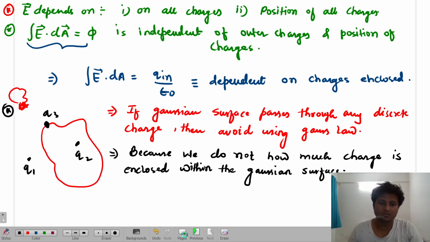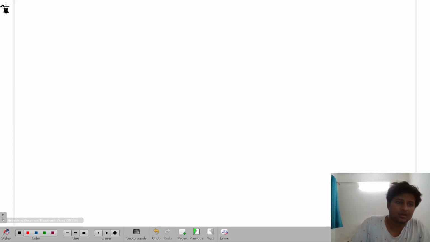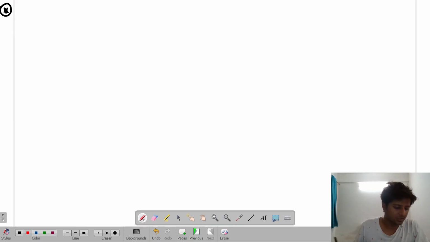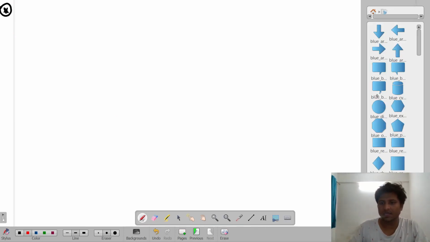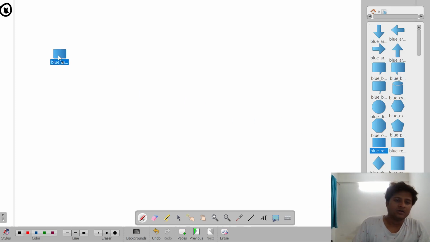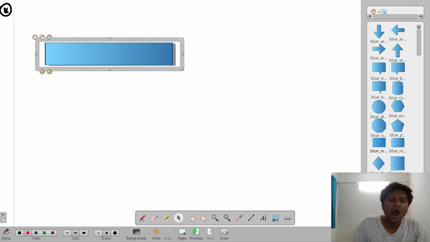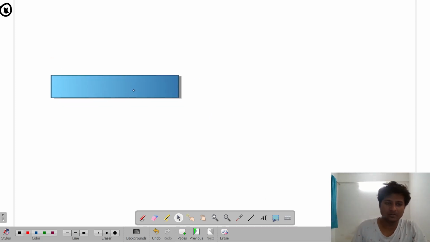Next point and last important point. So there was a consideration of continuous means a discrete body. Sorry. Now let's take an example. What happens if the Gaussian surface passes through some continuous body?